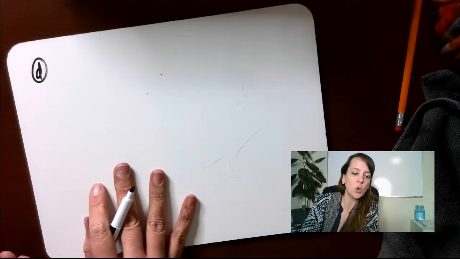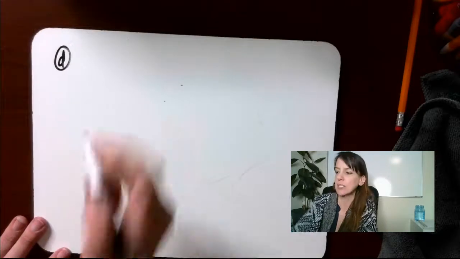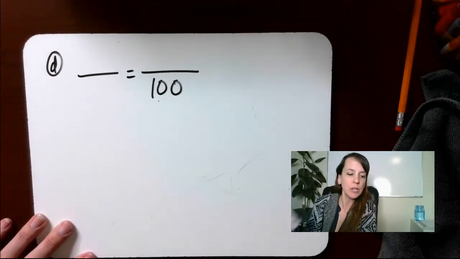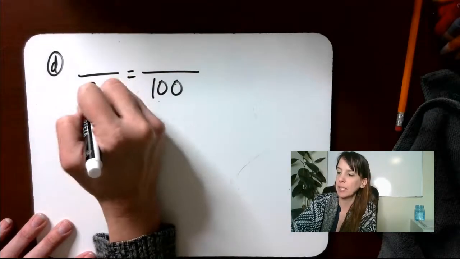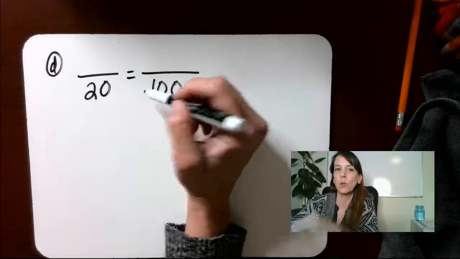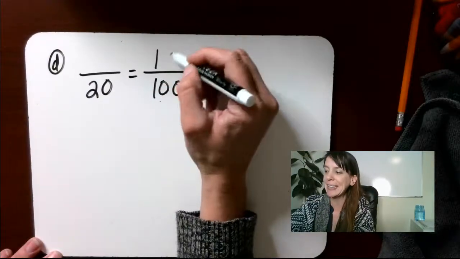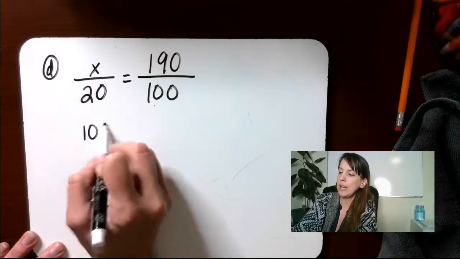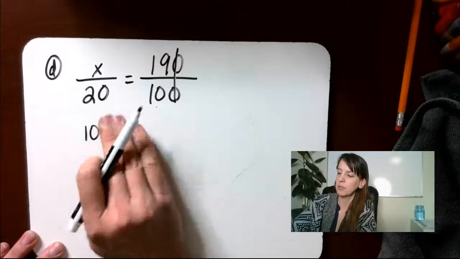All right, so the next one for D is one of those increase ones. So if 20 is increased by 90%, what is the result? So we're gonna start with our 100 here, okay? And we know that 20 is our starting number, okay? It's gonna be increased by 90%, so we're gonna take this whole starting number and we're gonna add 90% to it, okay?